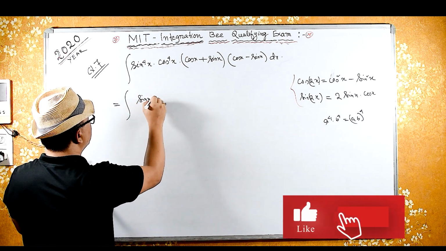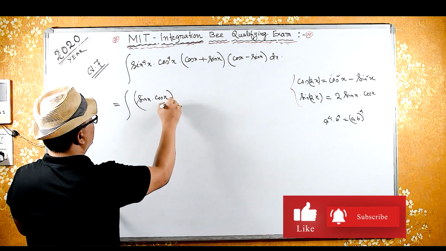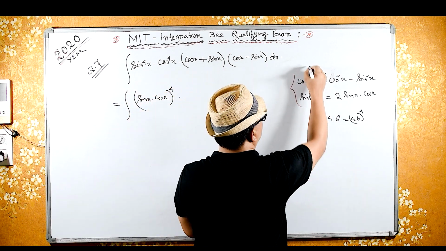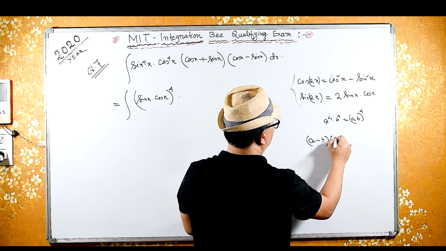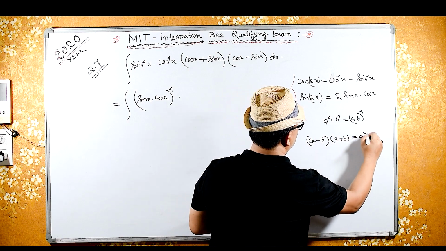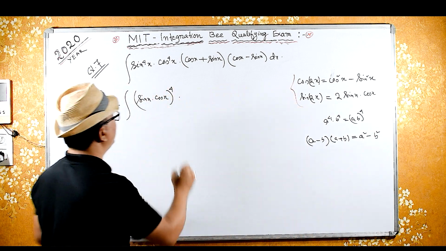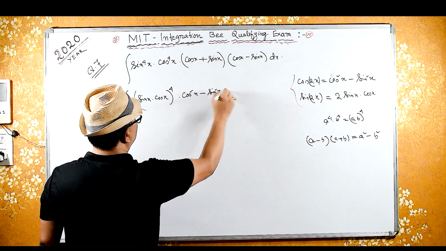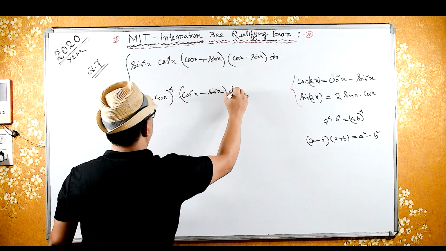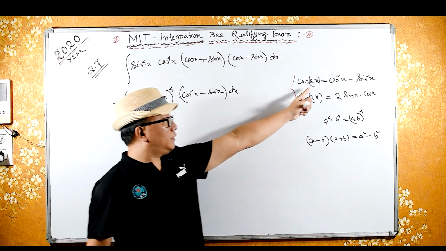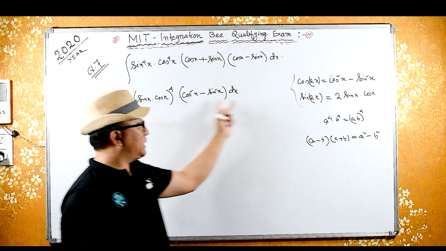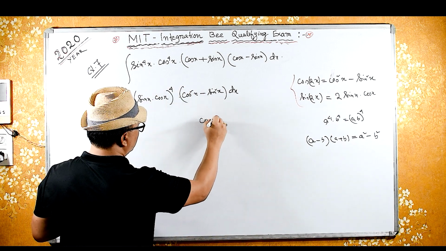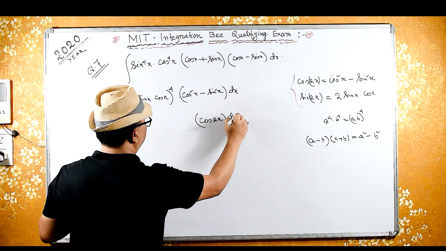Sine of x into cos of x raised to 4 into a minus b, a plus b is what we have here, and a minus b into a plus b is a square minus b square. Therefore, what will come here is cos square x minus sin square x, and this dx will be over here. Now look at this trigonometric formula. Cos square x minus sin square x is cos twice x. So instead of this, I can write cos of twice x dx.